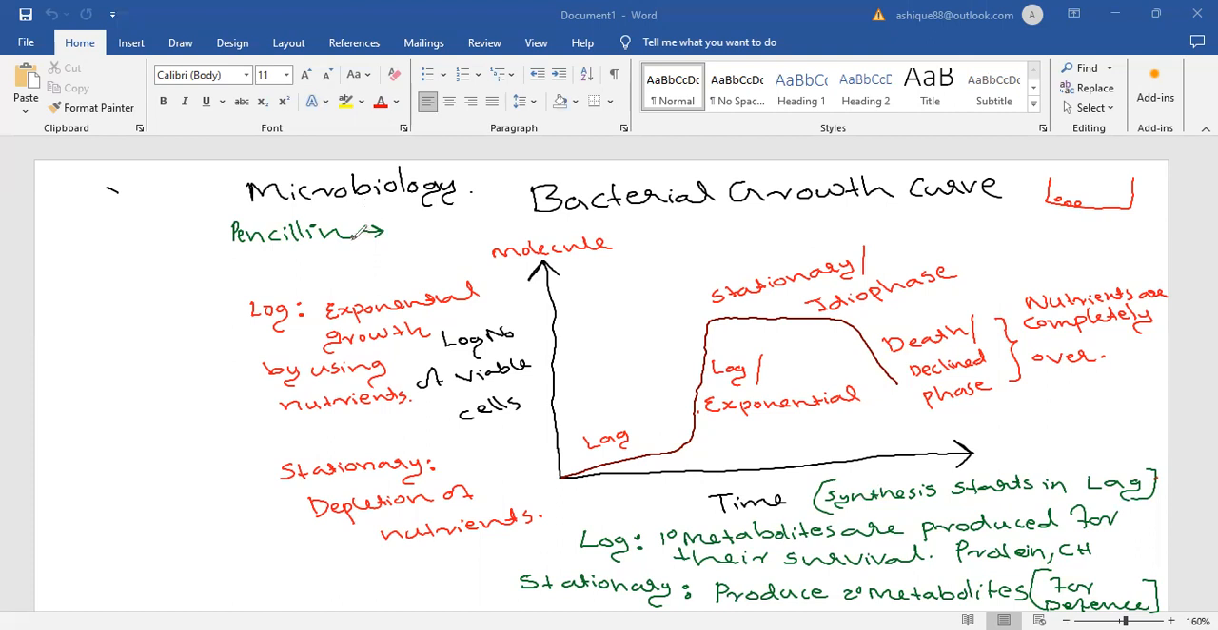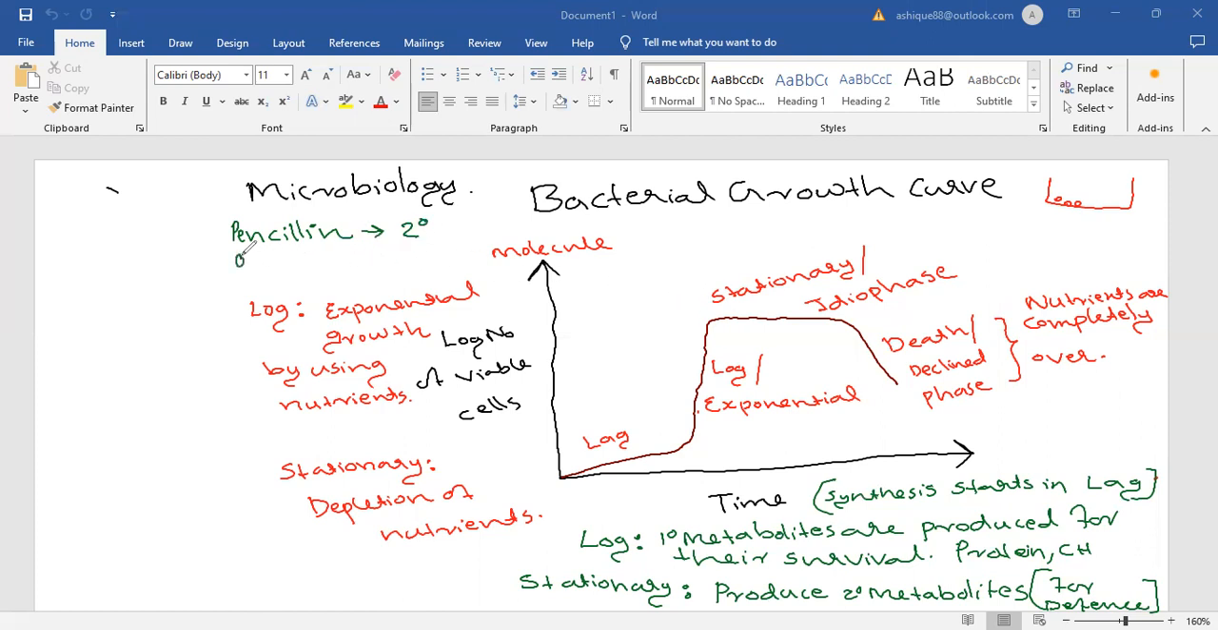What is penicillin? Penicillin is actually an antibiotic, right? It can kill microorganisms. So the penicillin, which is coming from the Penicillium notatum, blue mold, which is killing Staphylococcus, we know very well. So the penicillin is a secondary metabolite. So penicillin will be produced during the stationary phase.